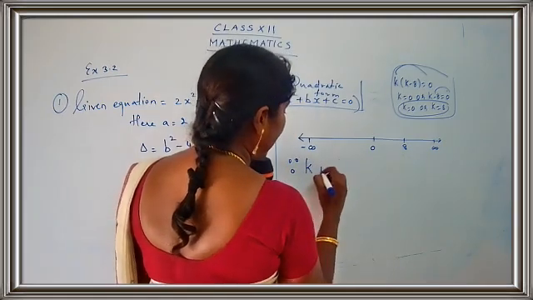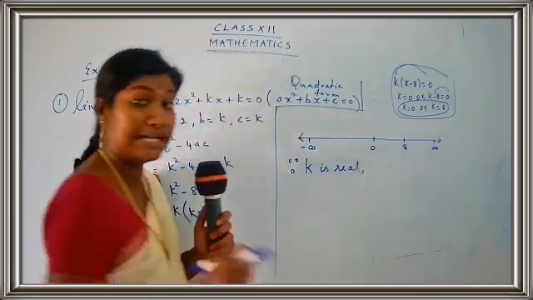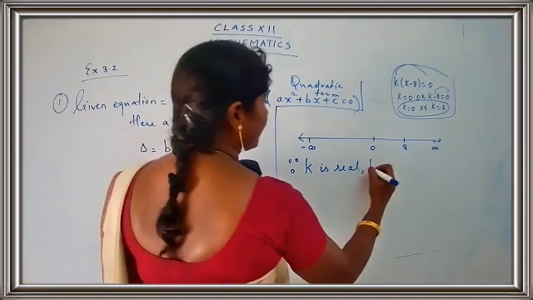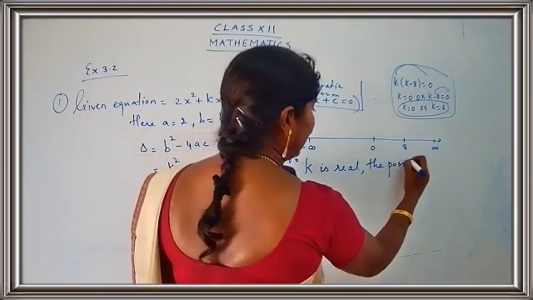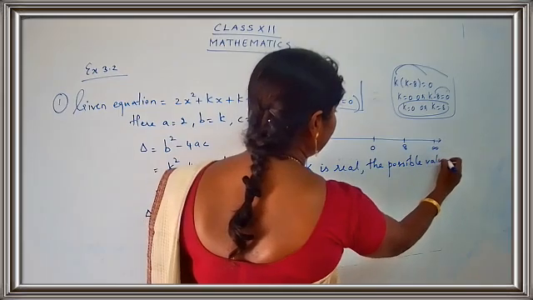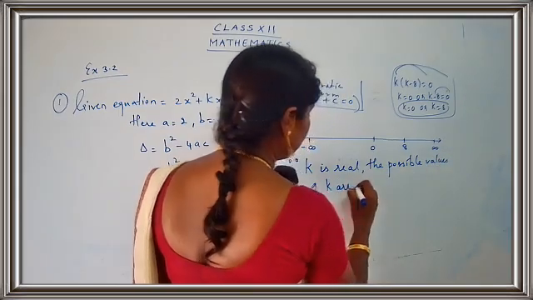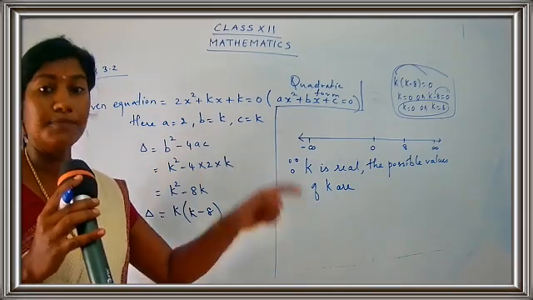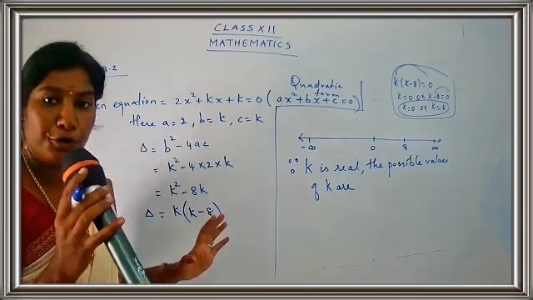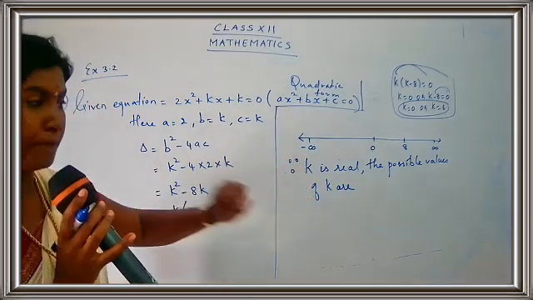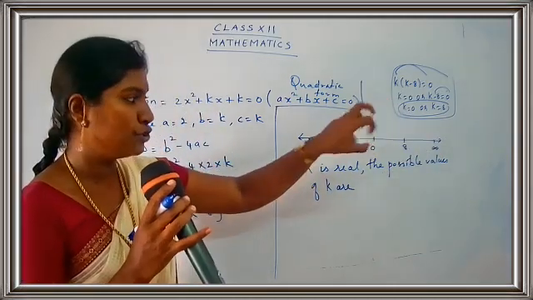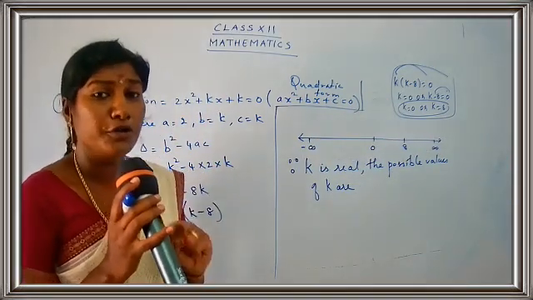Since k is real. They have given you this condition that k is real. Since k is real, the possible values of k are... So what are the possible values we can take? This is what we are going to find. If you understand this concept, your sum will be very easy. You are just going to focus on the number line. First of all, just see the number line carefully. We are going to choose particular cases.